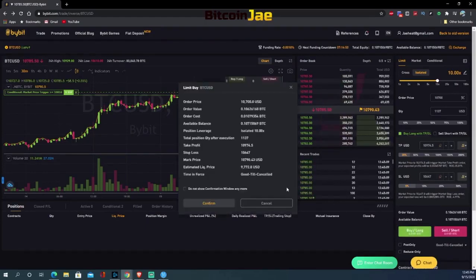Again, we hit buy and confirm our order. We make sure that we're at 10x. We see our take profit and stop loss. It also shows us our liquidation price, which we don't have to worry about because we're using stops, and we're all set.